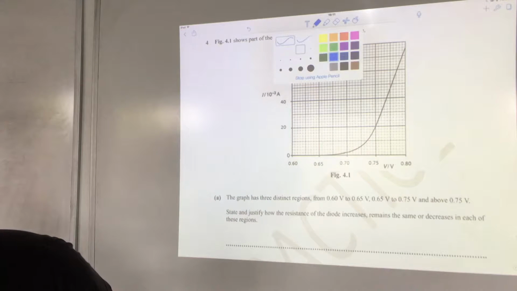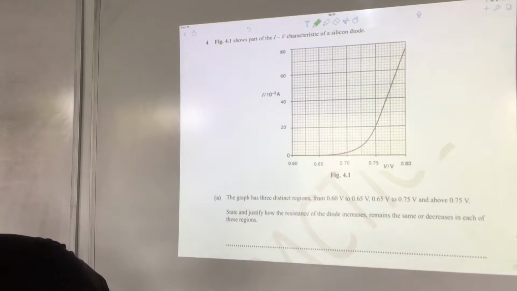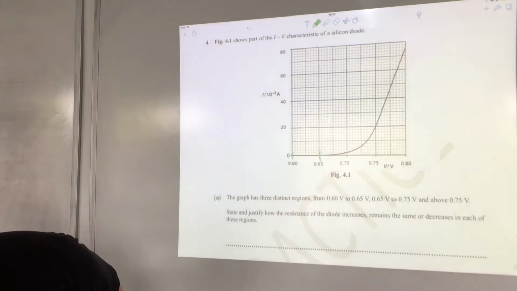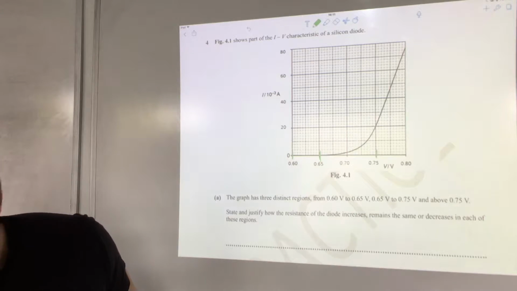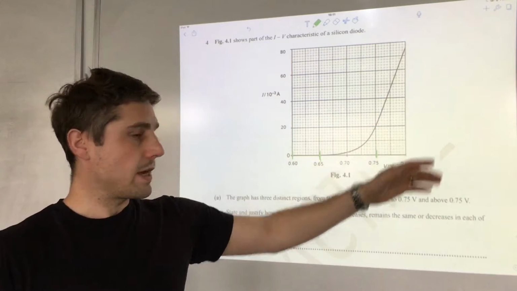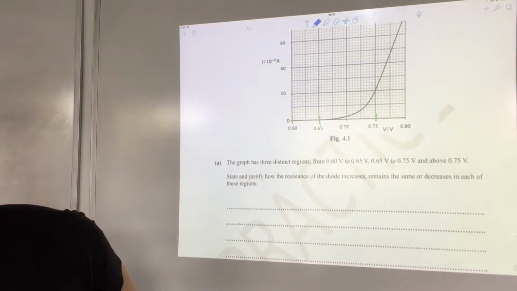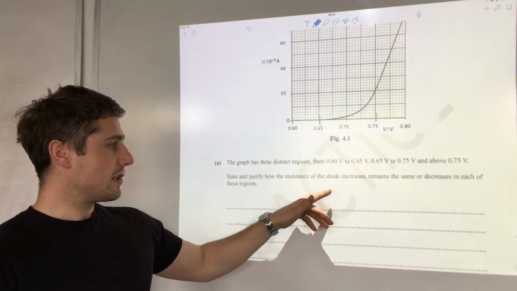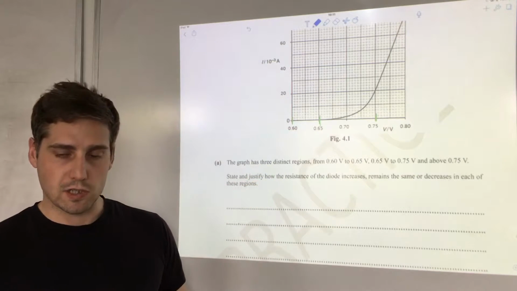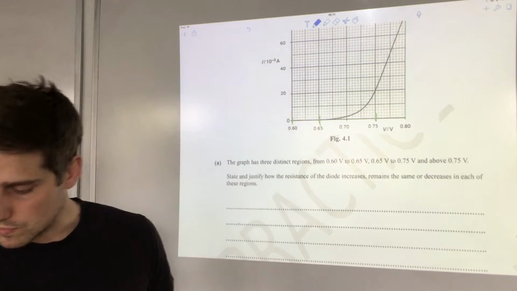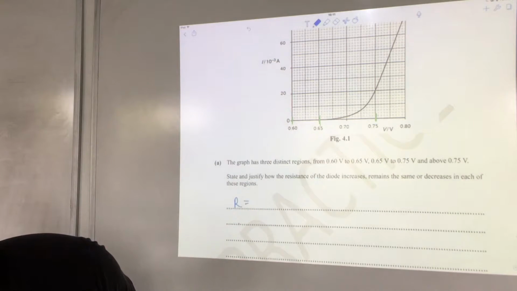Let's look at those distinct regions that it's talking about first. That's from 0.6 to 0.65 there, and then from 0.65 to 0.75, and then there and beyond. State and justify how the resistance of the diode increases, remains the same, or decreases in each of these regions. The first thing to say is, how do we work out resistance? Resistance is voltage over current at a point on the graph.